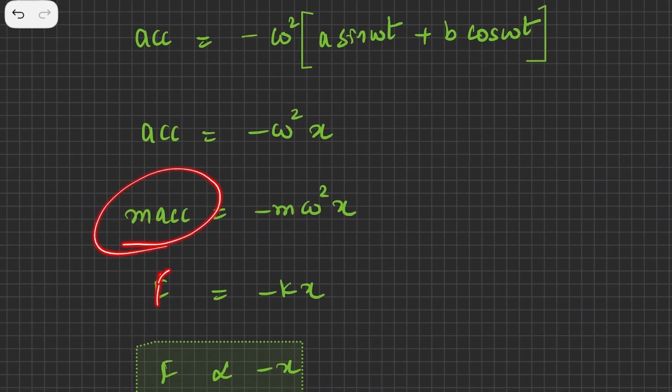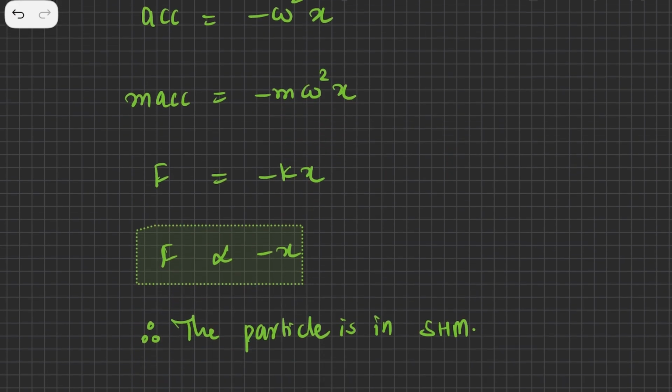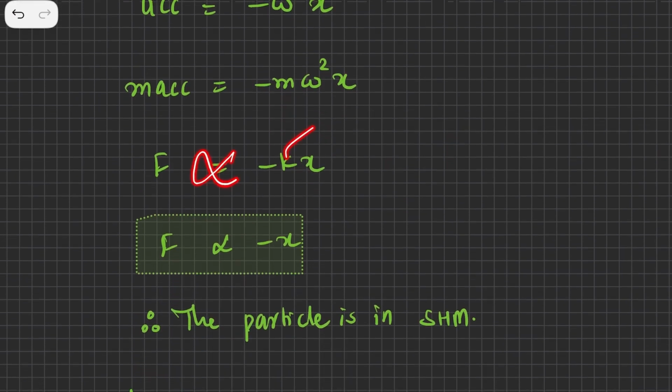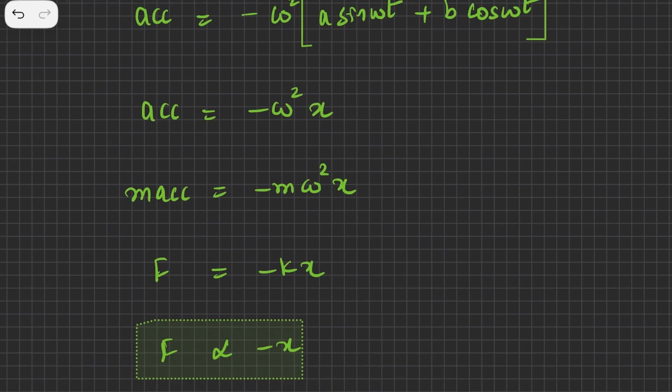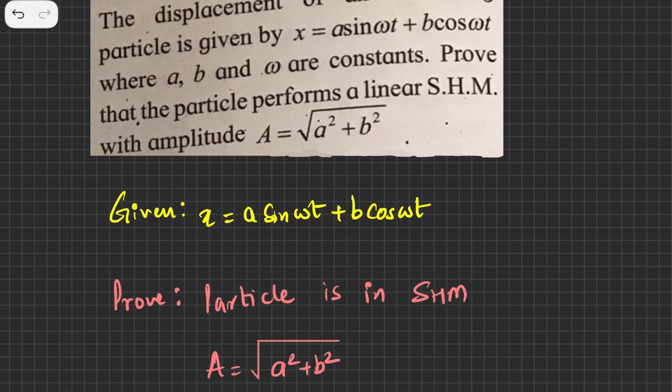Mass into acceleration is force, and which is equal to, now m and omega are constants, and in place of two constants, we'll write only a single constant, k. And if you remove this constant, this equal to will become a proportionality sign, which says that force is directly proportional to displacement, and they are both in opposite direction. And whenever this happens, we can say that the particle is in simple harmonic motion. This is the first part, whether the particle is in simple harmonic motion or not.